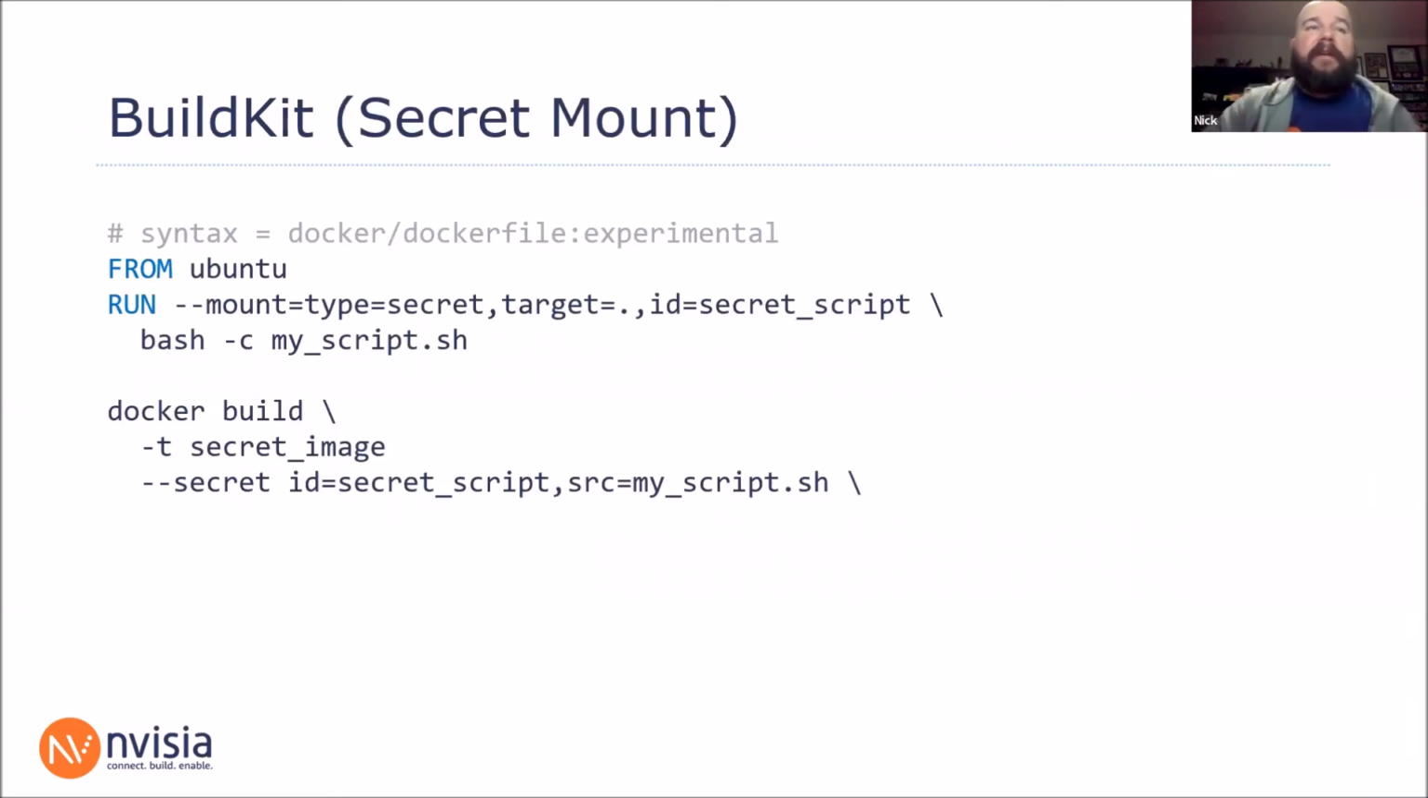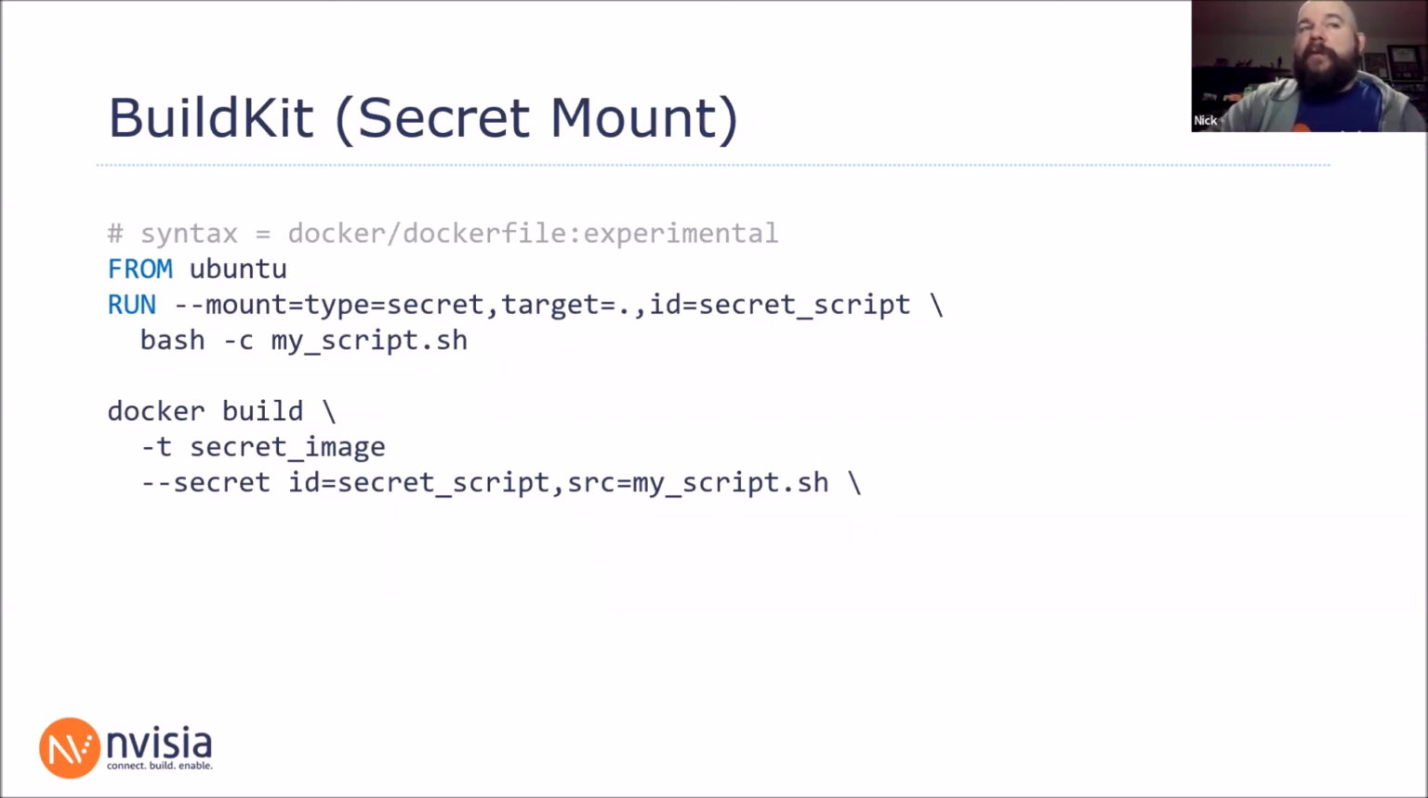So when we look at secret, the first thing you have to do is add this experimental flag to the top of your file. But here you'll see in our run command, we have this mount type secret. We're going to stick the target into this directory here, and the ID is secret script, which is going to tie back to the secret ID that we use in our build command. And then our source for that is this my script file. So what happens is this is going to let me run this command using this my script sh, but it's never going to actually be part of my image.